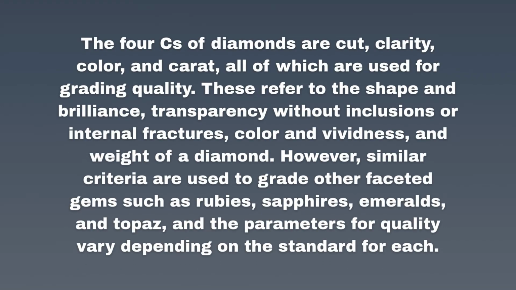The 4 C's of diamonds are cut, clarity, color, and carat, all of which are used for grading quality. These refer to the shape and brilliance, transparency without inclusions or internal fractures, color and vividness, and weight of the diamond. However, similar criteria are used to grade other faceted gems such as rubies, sapphires, emeralds, and topaz, and the parameters for quality vary depending on the standard for each.